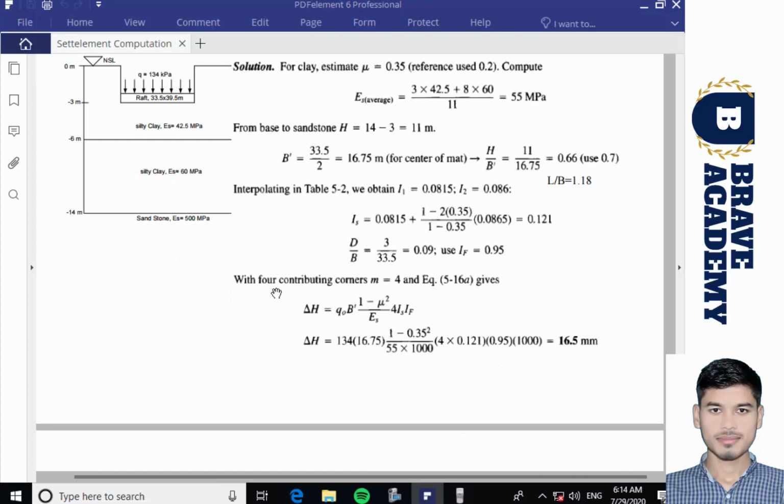So with 4 contributing corners, m is equal to 4, as we are calculating the settlement value at the center. He has not specified whether to find the settlement at corner or center. So if he does not specify where to calculate the settlement, you will obviously calculate it at the center. So for center he uses m equal to 4. Now put all the values in this equation, q naught B prime (1 minus mu square) over ES into m into IS into IF. Now we put all the values and we get the answer 16.5 millimeter.